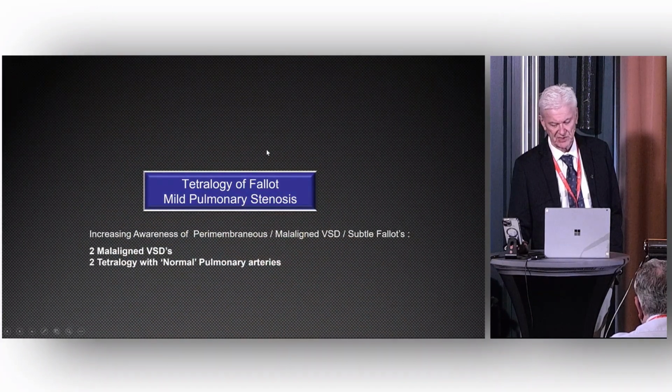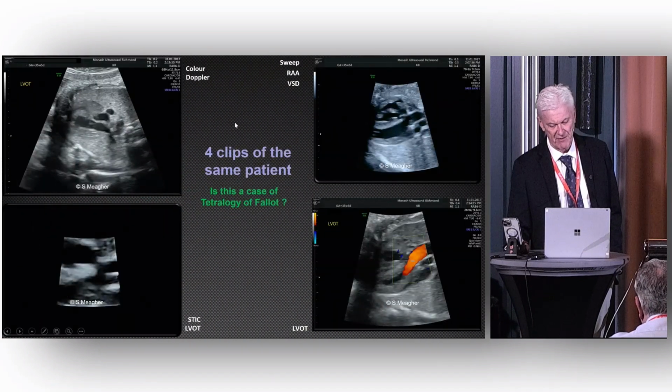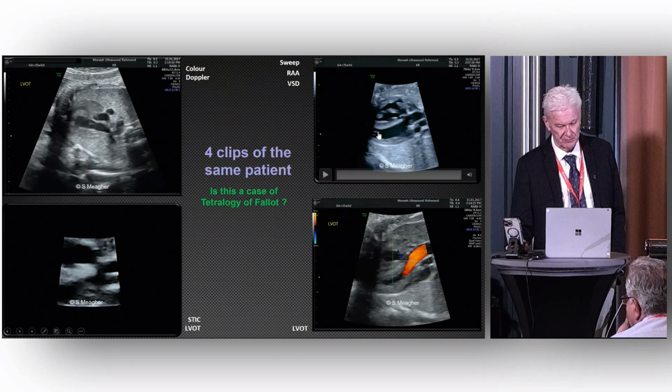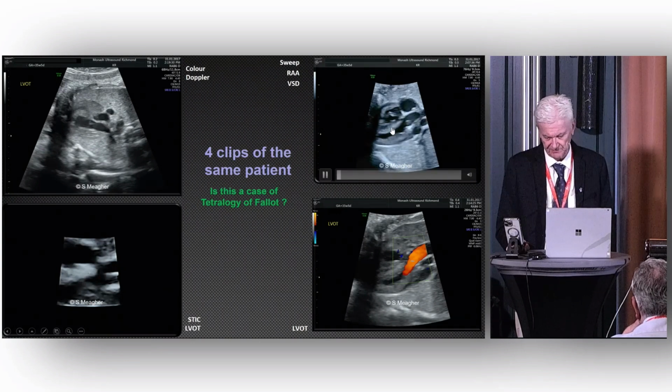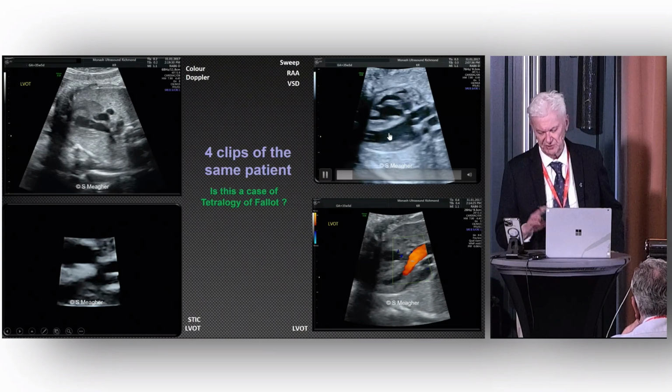So you're faced, in a sense, tomorrow morning with a scenario, and I'm going to show you 4 cases and ask you, would you pass these off as being ventricular septal defects, or would you pass them off as being a Tetralogy of Fallot? And you say, well, what's the difference between the two? And I'll come to that.